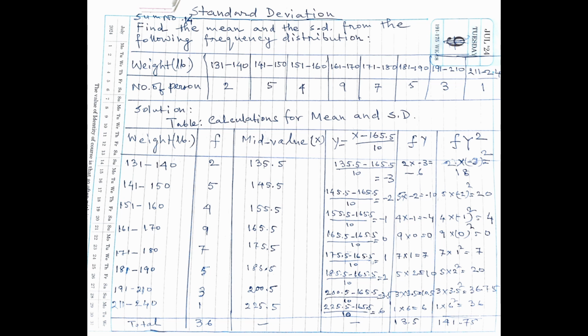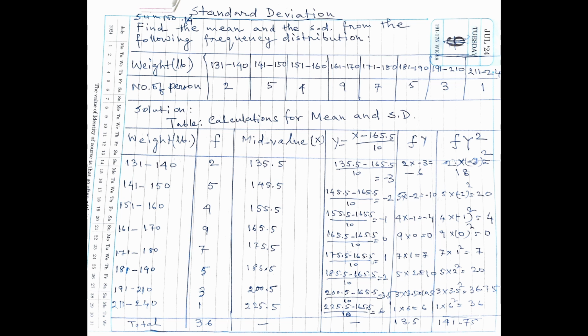For weight 131 to 140, frequency 2, mid value 135.5. Mid value is equal to 131 plus 140 by 2 is equal to 135.5. Y is equal to X value 135.5 minus 165.5 by 10 is equal to minus 3. Fy is equal to 2 into minus 3 is equal to minus 6. Fy square is equal to 2 into minus 3 square is equal to 18.